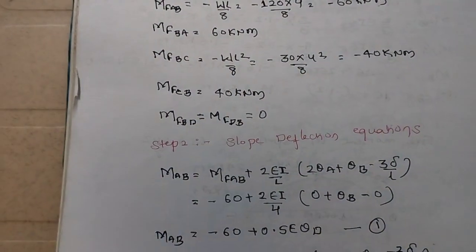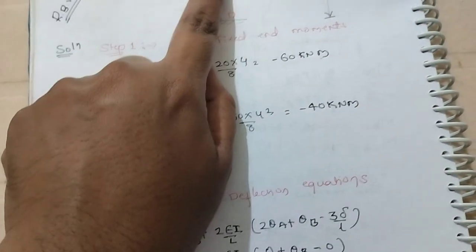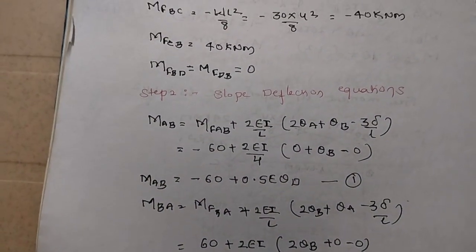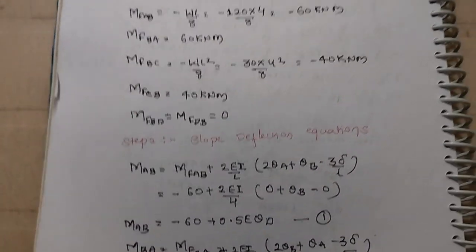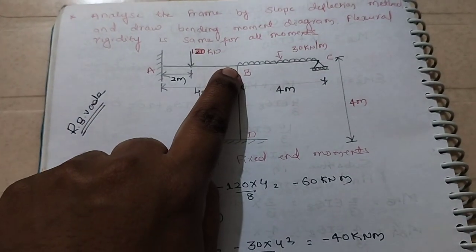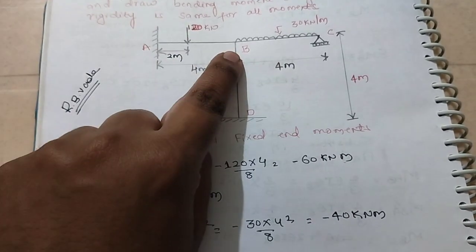Next, plus 2EI by L. L of BA is the same as AB, which is 4. So that is 4 into 2 theta B plus theta A. Theta B means which support here? Theta B means this support. The theta value will be 0 only at the fixed end. So here theta B exists, so it will not be equal to 0.